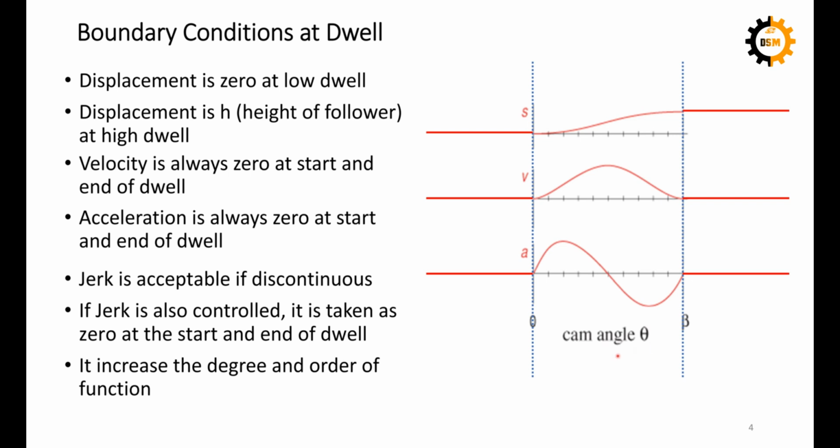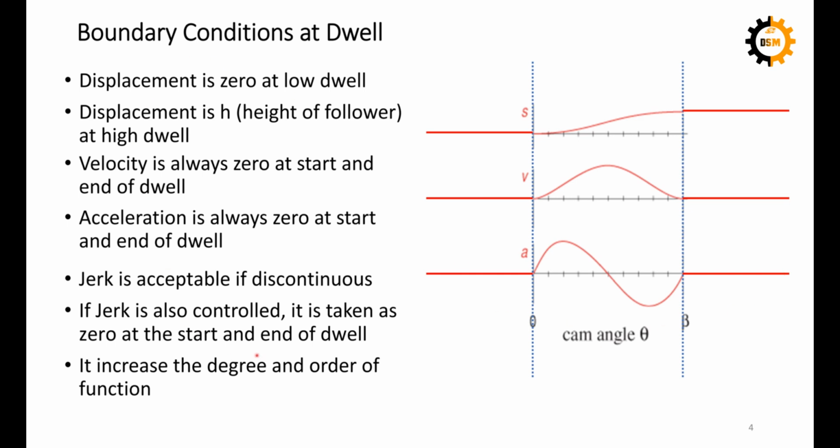Also, when you include the jerk, the degree and order of the function used will increase, and this will decrease the control over the polynomial. The curves between these dual segments will have more inflection points, and maxima and minima problems will be involved when we take the derivatives of displacement for velocity, acceleration, and jerk.